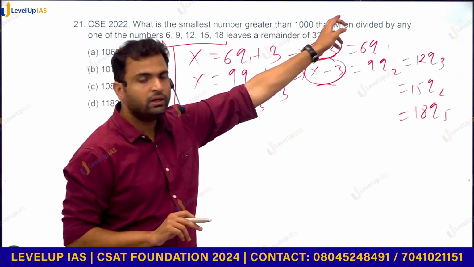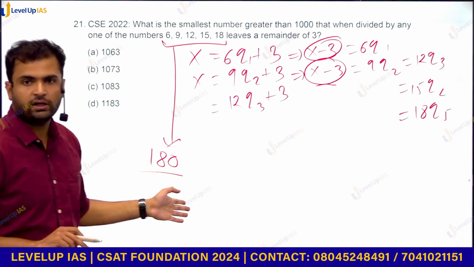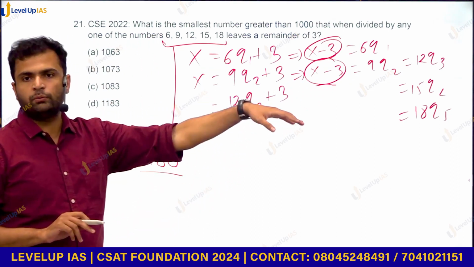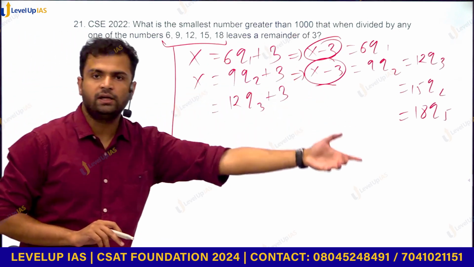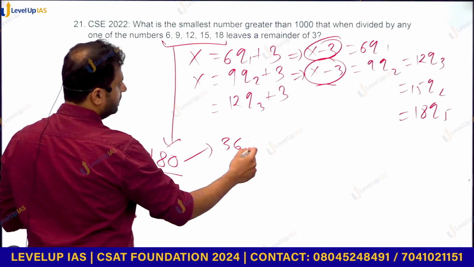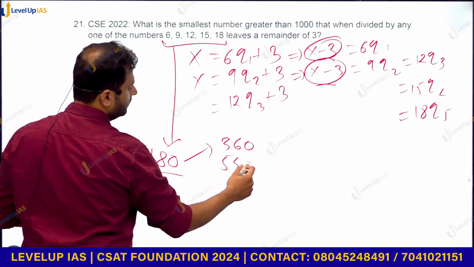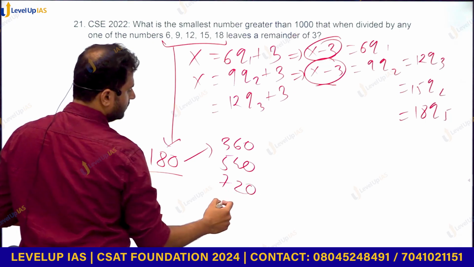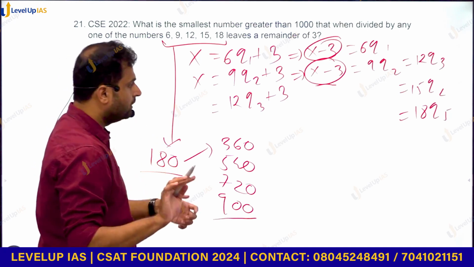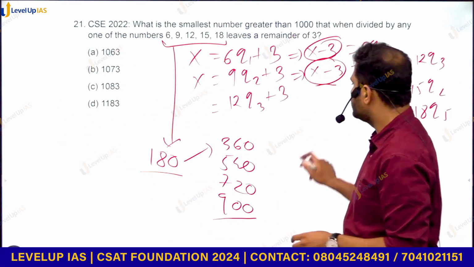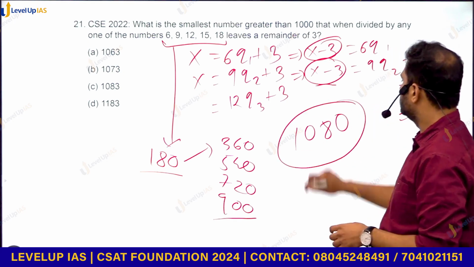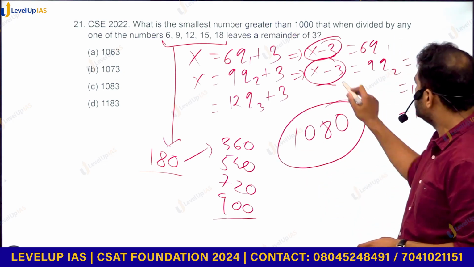But we want the number to be greater than 1000. This is not greater than 1000, 183. So we take multiples of 180 till we get a number greater than 1000. We can have 360, 540, 720, 900. Still 903 is not greater than 1000. But the next number is 1080. This is greater than 1000, which is x minus 3.